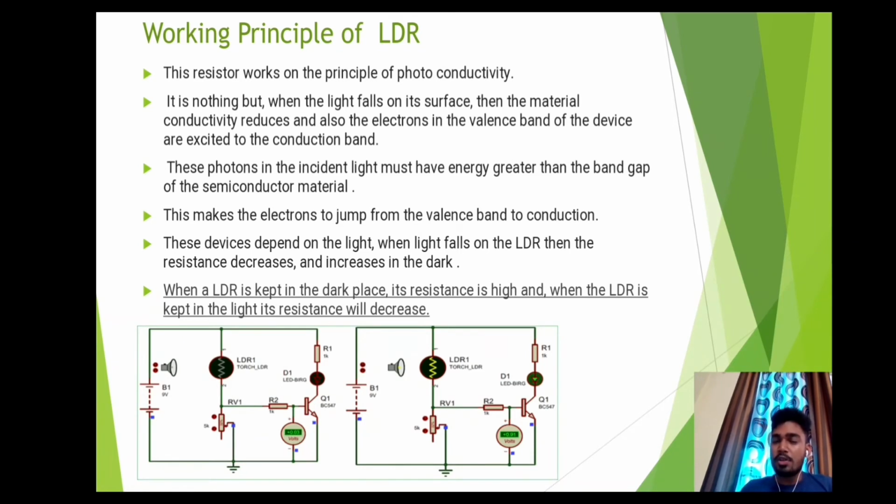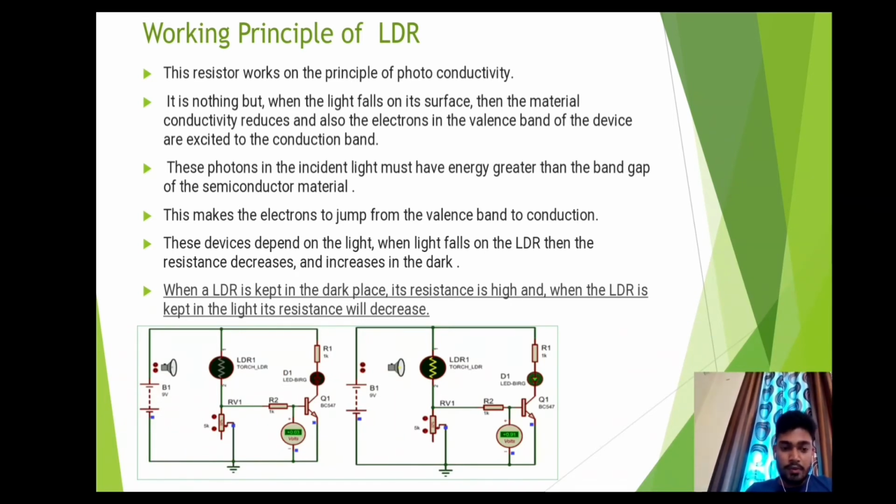This resistor works on the principle of photoconductivity. Photo means light, conductivity means flow of electrons. When photons impact the surface of the LDR, then conductivity takes place. Means when light falls on this, the conductivity is greater as compared to when there is no light on the surface.